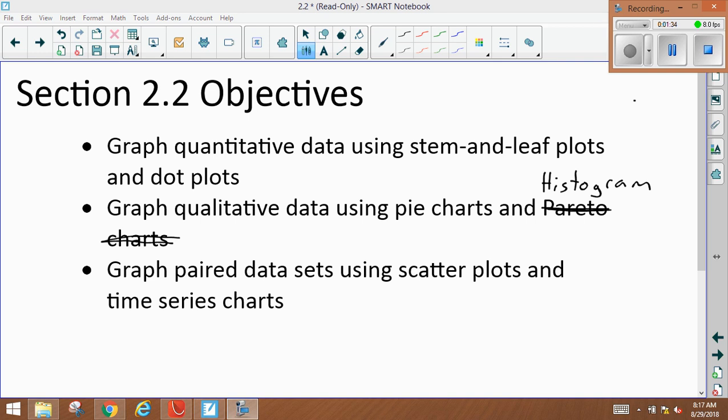So in your text, you'll see it's called a Pareto chart. I don't even know, but maybe it's named after the person who invented it. In formal statistics, it's always and forever called a histogram. So I want to make sure that if you were to take some sort of standardized test, like the ACT or SAT, and it asks you for a histogram, you know what it's talking about. All right?